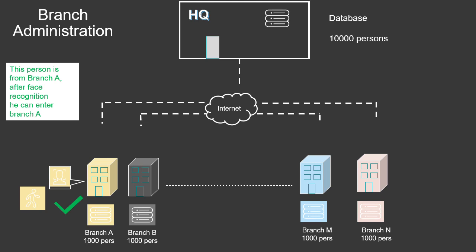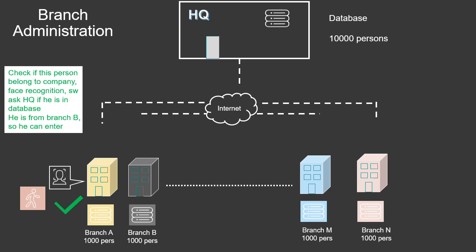But what if somebody from another branch goes to branch A? Maybe he has to join meetings or annual meetings. So in this case, the branch A server will ask the HQ if the person exists in the database. So it checks if he belongs to the company. If yes, then the person can enter branch A.